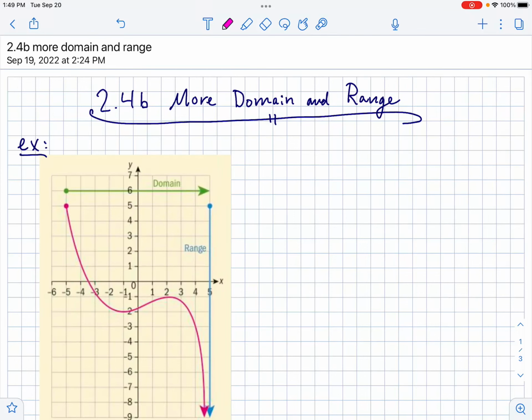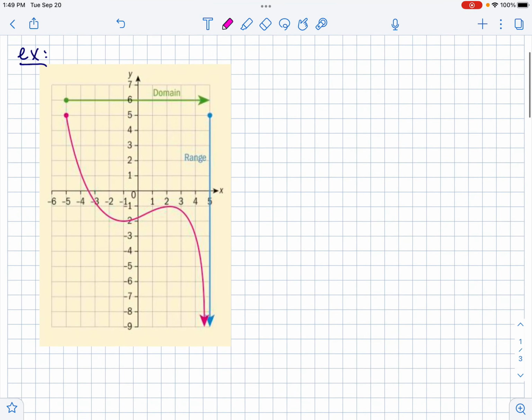All right, AA SL1. Today we're going to finish off 2.4, and we're going to talk about domain and range again and look at just a couple specific graphs and a word problem. So the first one I want to look at is this graph here. It's some unknown function. We don't know what the equation is. They're just giving us the graph.